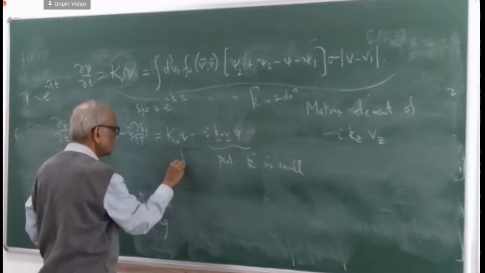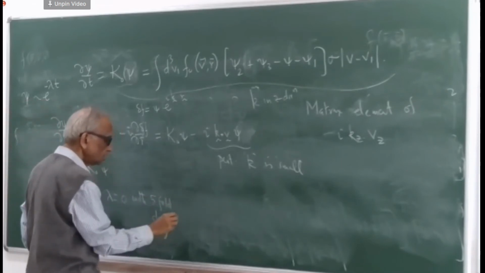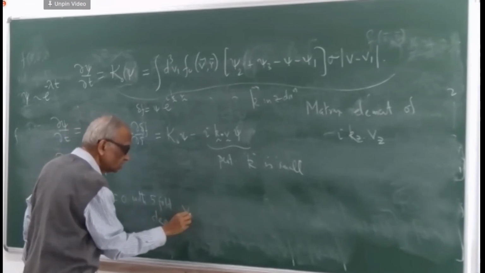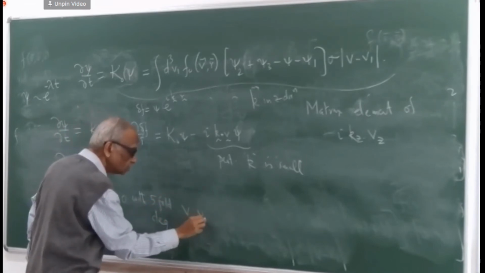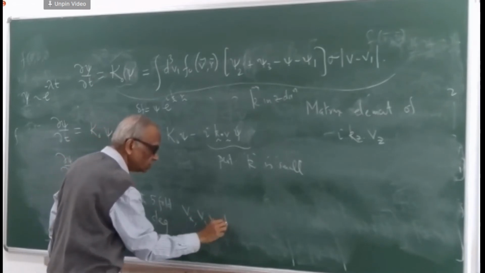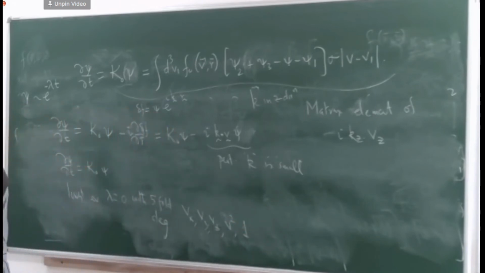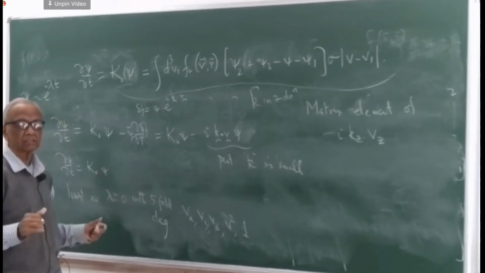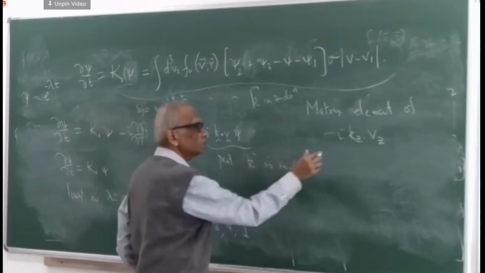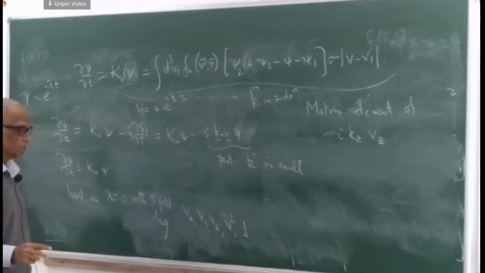The ground state is 5-fold degenerate. What are the eigenvectors? Eigenvectors are the 5 conserved quantities: Vx, Vy, Vz, V squared, and 1, which is a constant. So I have to form a 5x5 matrix of this k_z v_z.